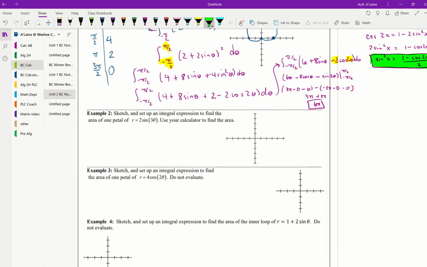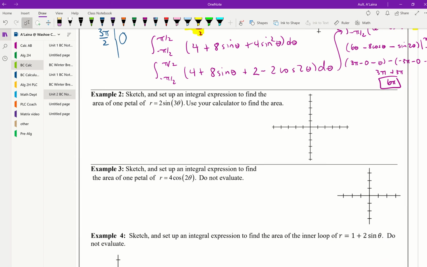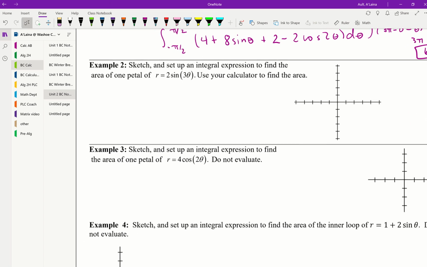Now this next one, you do not have to evaluate by hand. We just have to set it up, and then we have to use our calculator to find the area. Now you might notice we have a couple here that are dealing with petals. That's because petals are harder to graph. Now we're only going to use the calculator to find the area. Quite often you might have to set up the integral without using a calculator, so you need to know how to do that without the calculator.